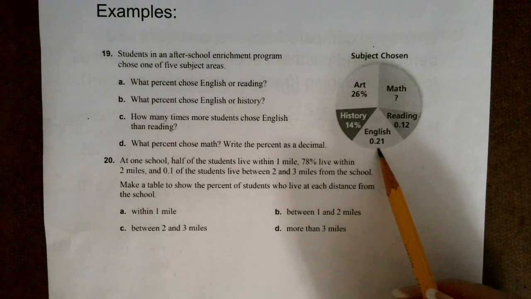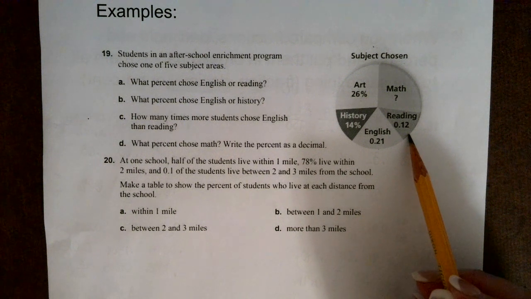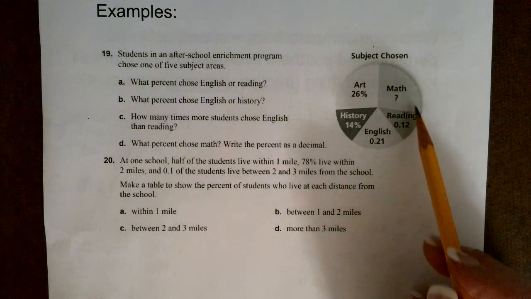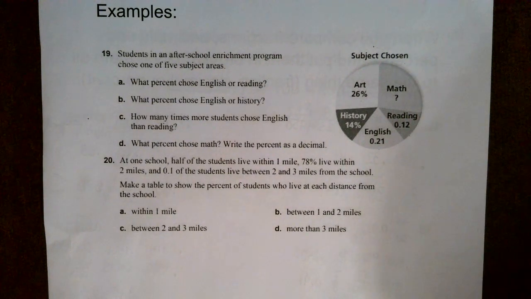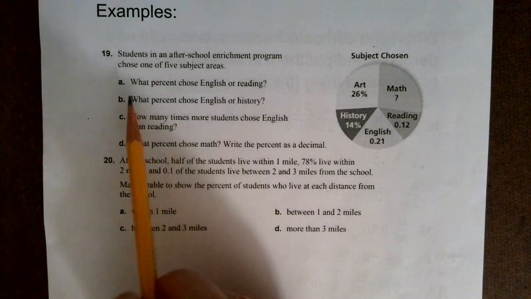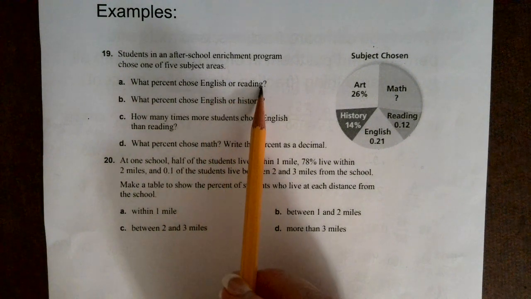We have 21 hundredths choosing English. We have 12 hundredths choosing reading. And then we have a question mark for math, so we're not sure how many chose math. So when we look at this, what percent chose English or reading?